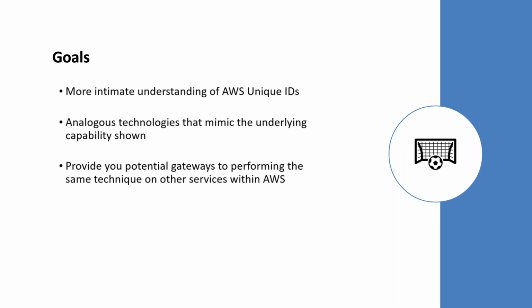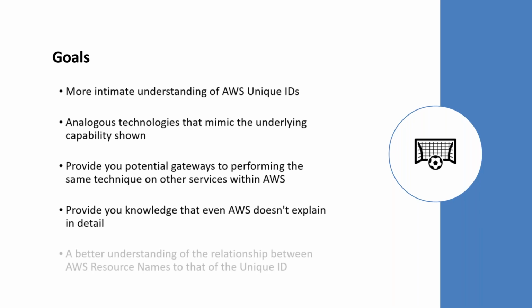Further, we're going to talk about those potential gateways to perform the same technique on other services within AWS. This is a method by which you can leverage a free tier account with AWS, start to instrument or sandbox a capability from this learning that you can try on your own, and then expand into other services within AWS's sphere. Also, we touched on this a little bit: we're going to provide some knowledge and capabilities that AWS doesn't readily explain in great detail. Further, there's going to be a better understanding of the relationship between the AWS ARN, or the resource name, and the unique ID.